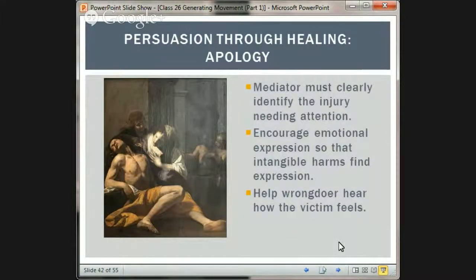So the mediator must clearly identify the injury needing attention, because you want it to be a specific apology, not something generalized, because there's just not enough guts to it to be effective. You want to encourage emotional expression so that the intangible harms find expression, and you want to help the wrongdoer hear how the victim feels. So you're going to be doing a lot of this through paraphrasing, right?